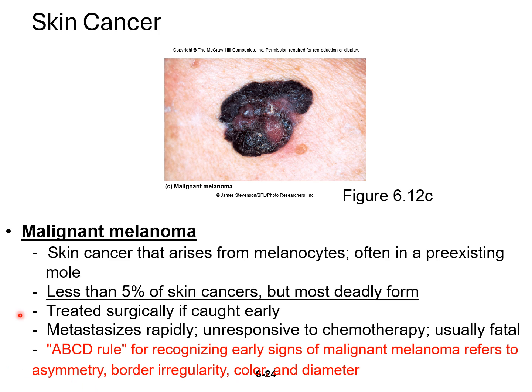The last one's the worst, malignant melanoma. And this skin cancer arises from melanocytes. And these are often in pre-existing moles. That's why if you have a mole, you need to check it. Even though these are only 5% of skin cancers, they're the most deadly form of all skin cancers combined. They're treated surgically if caught early. They metastasize very rapidly. They're unresponsive to chemotherapy and usually fatal.